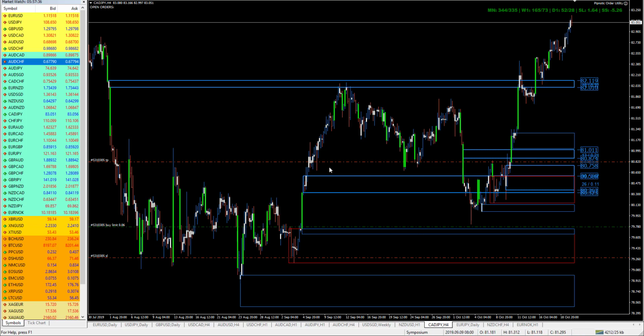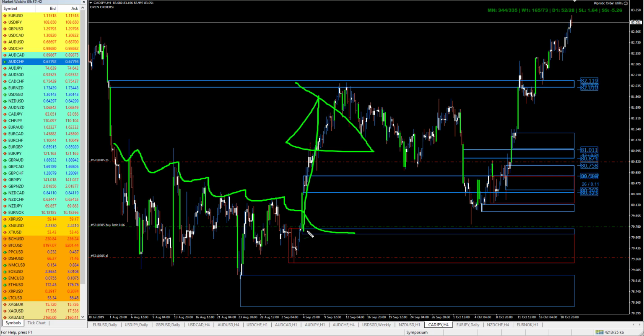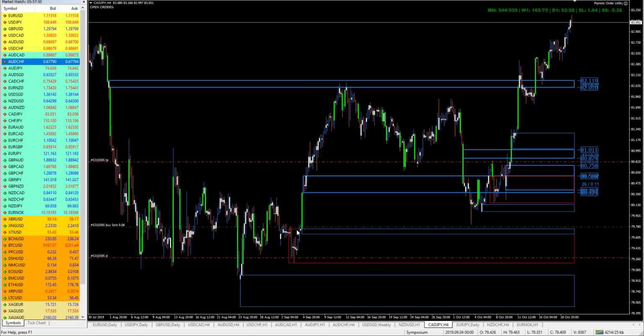Also, when price left here, we managed to move through all of this resistance that you can see price has had here, as you can see. Okay, and then price left through here and never looked back. So I like that area better.